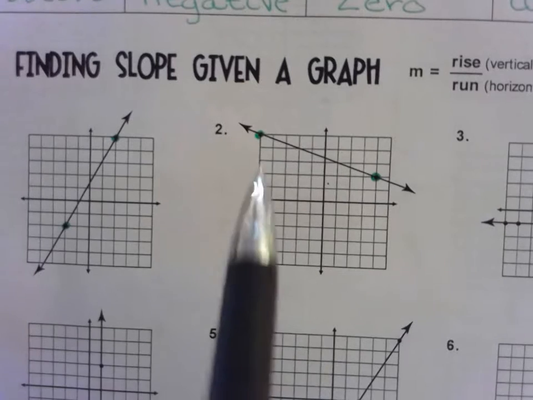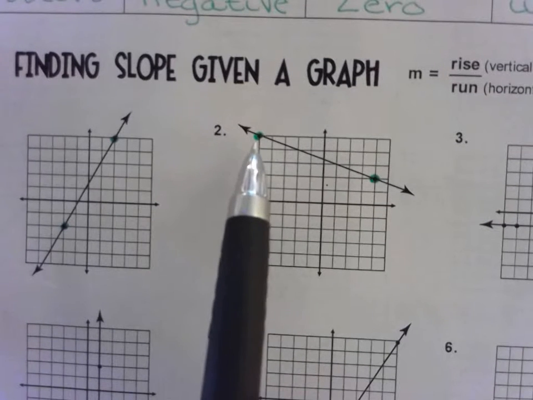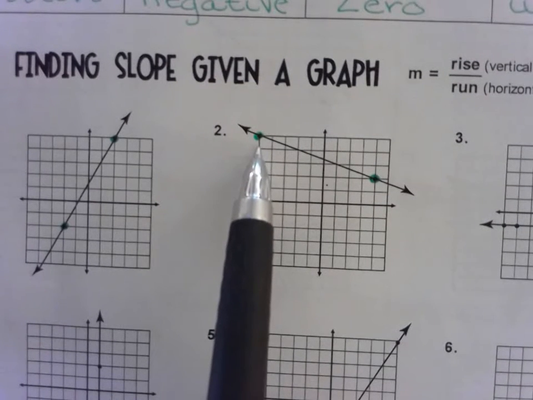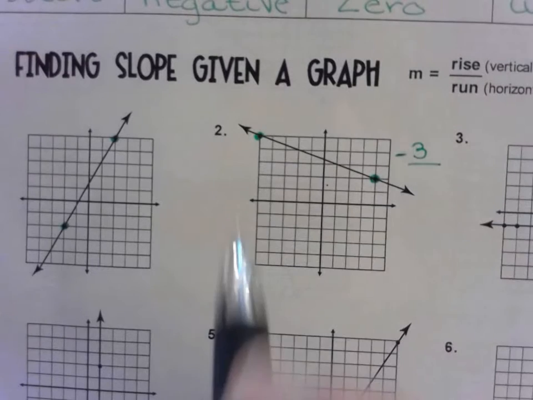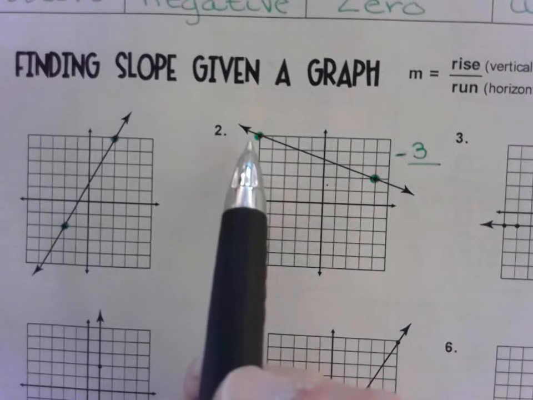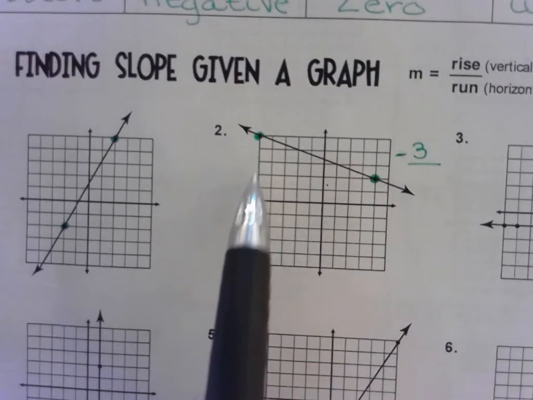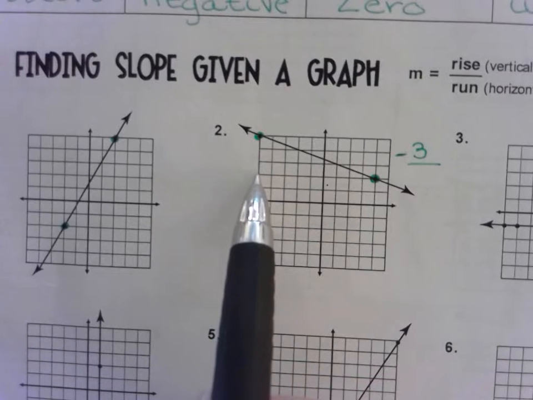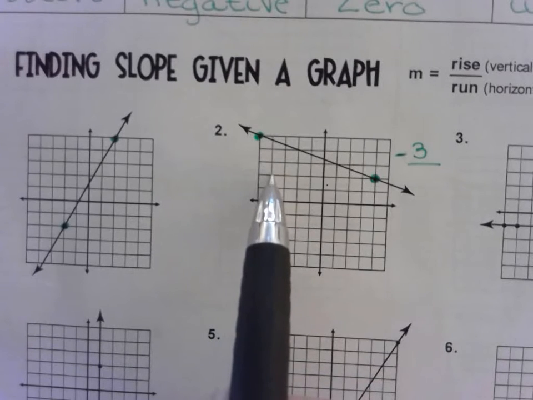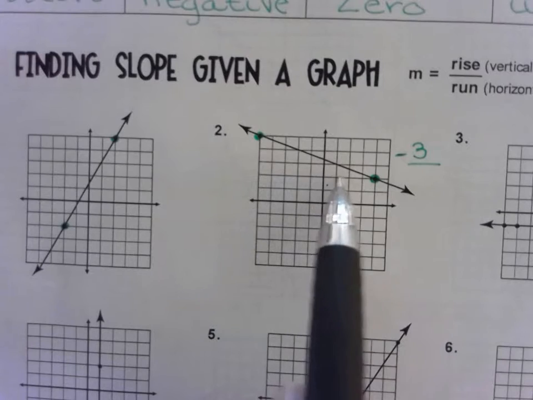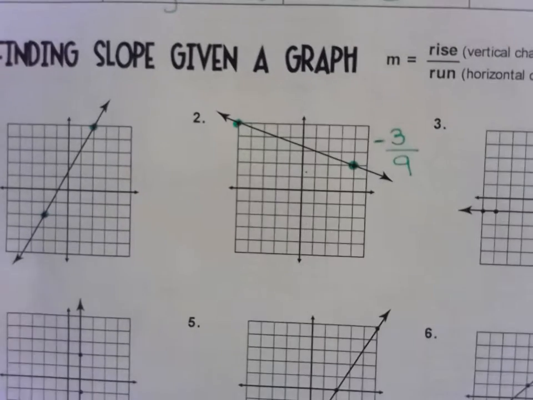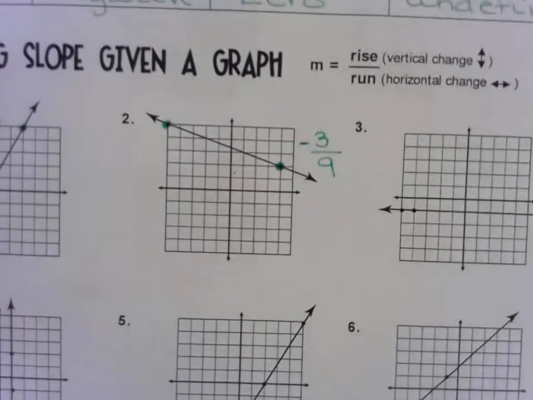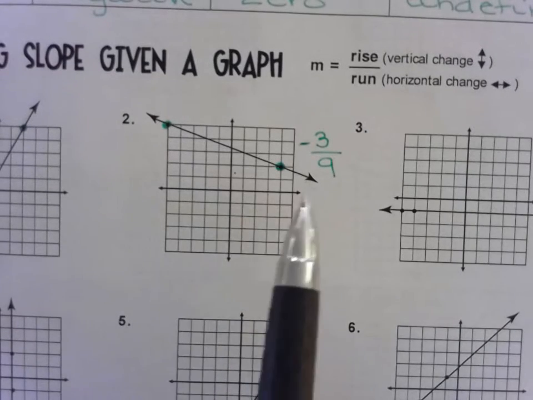So let's think about this. As I start from my left point, I go down how many? 1, 2, 3. If I go down 3, that is a negative 3. So rise over run, my rise is my vertical change. I go down 3, so it's a negative 3. And then I go right how many? 1, 2, 3, 4, 5, 6, 7, 8, 9. If I go right, that is positive, which makes sense because I said at the beginning it's going downhill, so I should have a negative slope.